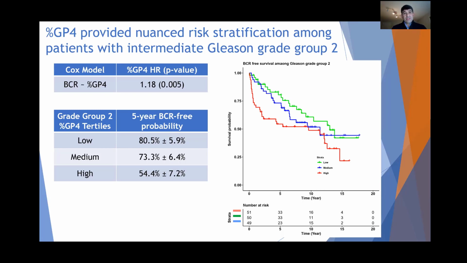And we can see the separation in biochemical recurrence risk at 5 years, with biochemical recurrence risk-free probabilities of 80%, 73%, and 54% for the low, medium, and high percent GP4 groupings. I'll also say that this estimate is adjusted for other predictors of biochemical recurrence, such as age, prostate specific antigen value at diagnosis, and tumor stage.